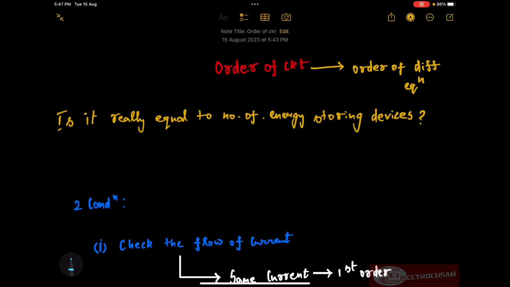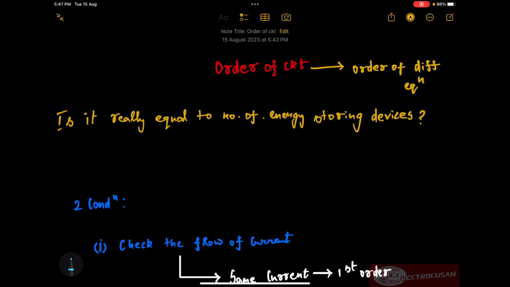Now I will be discussing one of the important questions, which is to find the order of this circuit without even doing any calculation in the interview. So what is the order of this circuit? It is basically the order of the differential equation that you write to solve the given circuit.